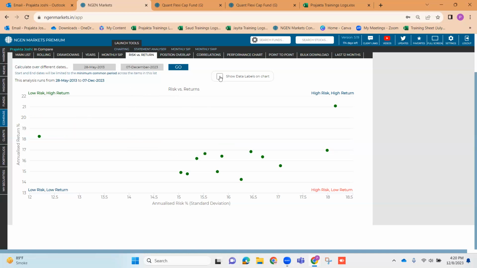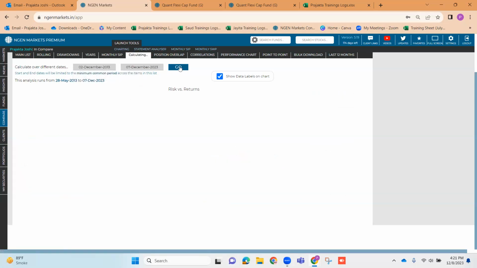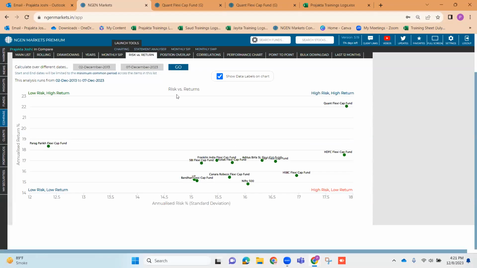Now what we'll do is we'll turn on these labels. What that will do is it will put in the names of the funds right there. And we will see that, okay, if we were to consider the last 10 years scenario, so let's say December 2013 onwards, let's see how these funds catch up with respect to their performances considering risk and return.